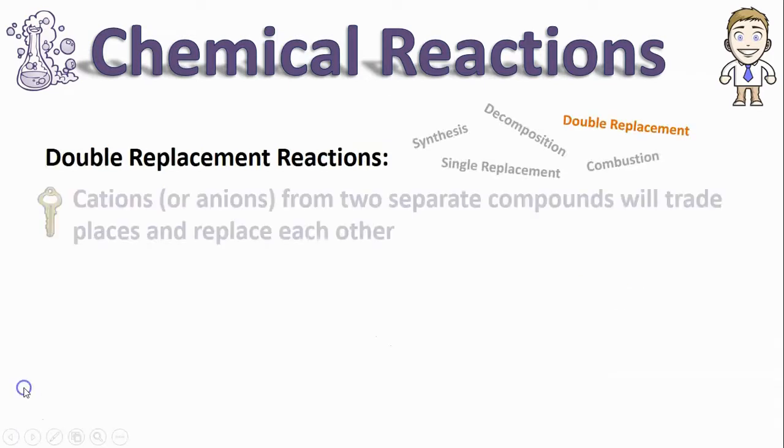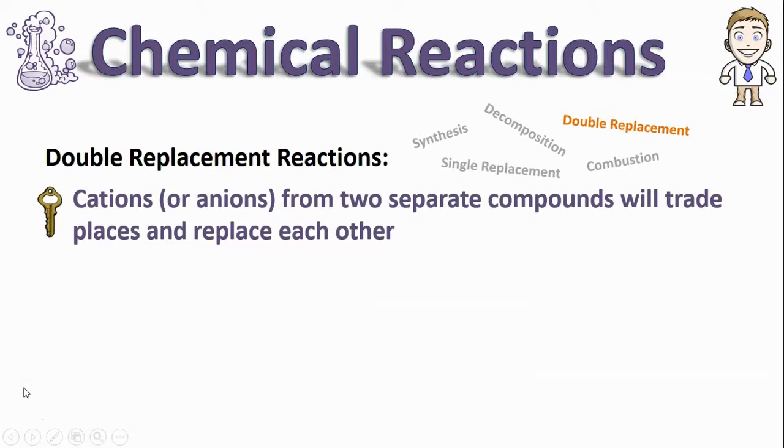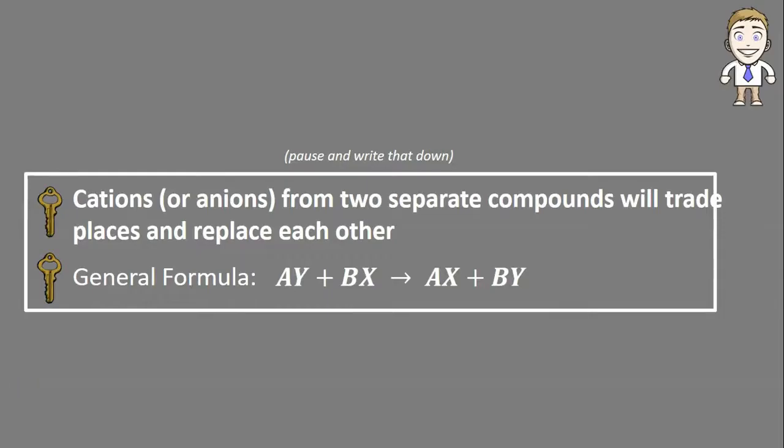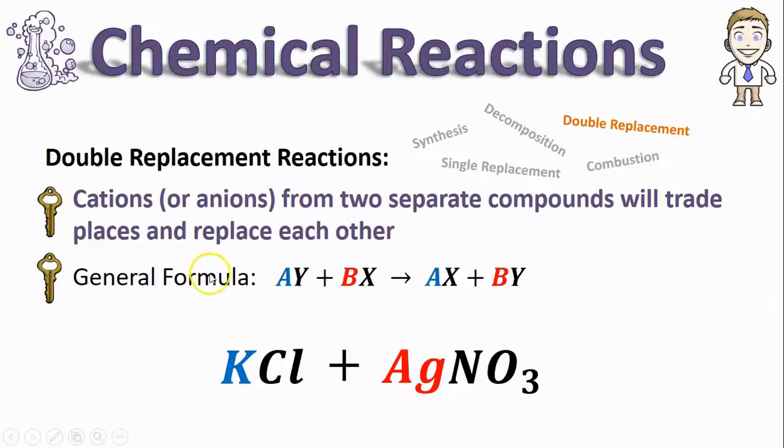In a double replacement reaction, you'll see cations, or depending on how you look at it, could be from the perspective of the anions too, but we'll stick with cations, from 2 separate compounds trade places and replace each other. The general formula for this looks like AY plus BX turns into AX plus BY. You can see that the A and the B essentially trade places, and you get A that's now with X and B that's now with Y.